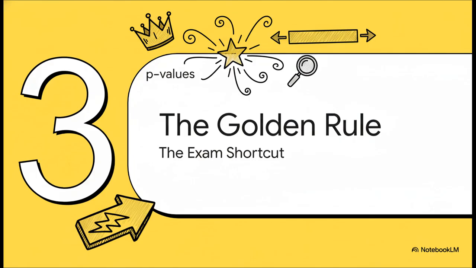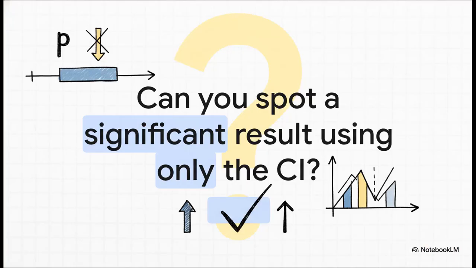There's this incredibly powerful shortcut that connects confidence intervals and p-values, and for an exam, it is an absolute game changer. Let's call it the golden rule. Seriously, think about it. What if you didn't even have to hunt for the p-value? What if you could tell if a result was significant just by glancing at that range of numbers from the confidence interval? Well, turns out you totally can.